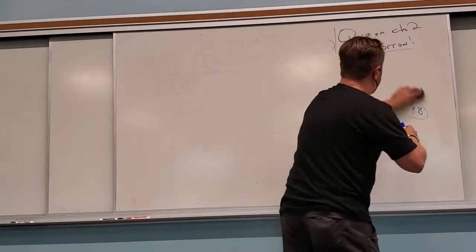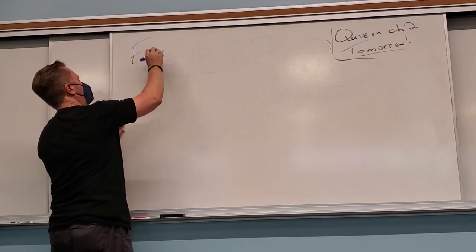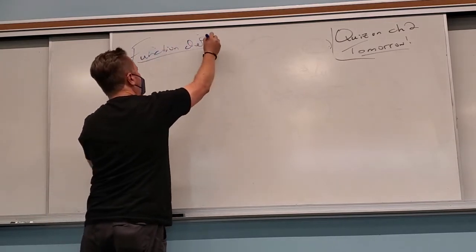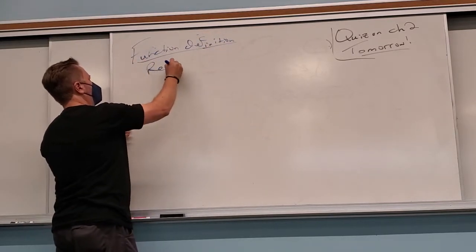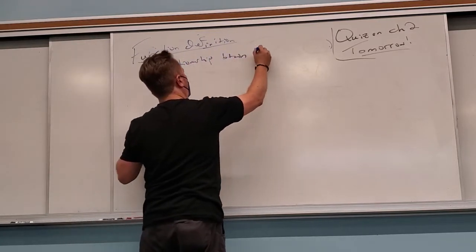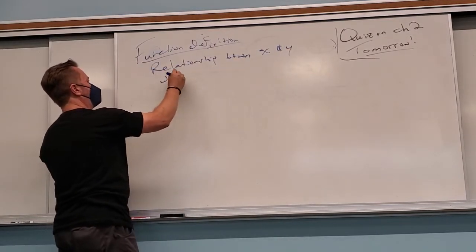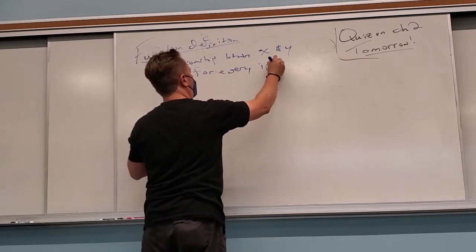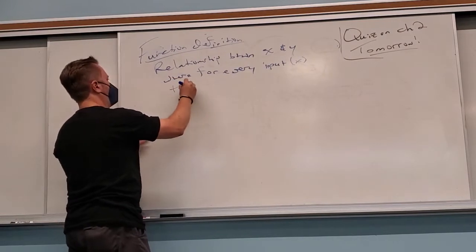Anybody remember the definition of a function? It is a relationship, but it's a specific kind. The relationship between two variables, x and y, where for every input x, there can be only one output. Oh, I always forget the x: for every x, for every input, there can be only one output.